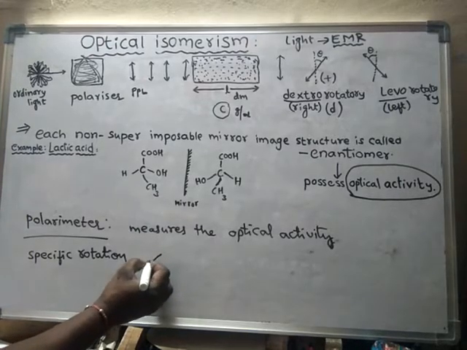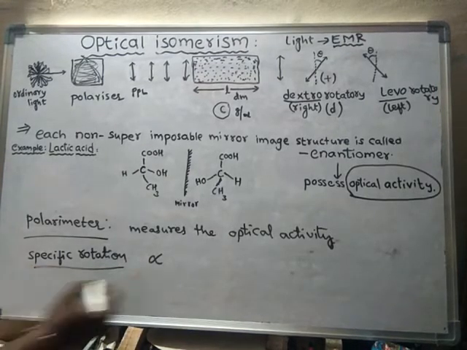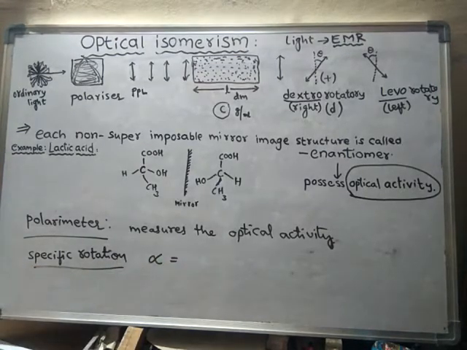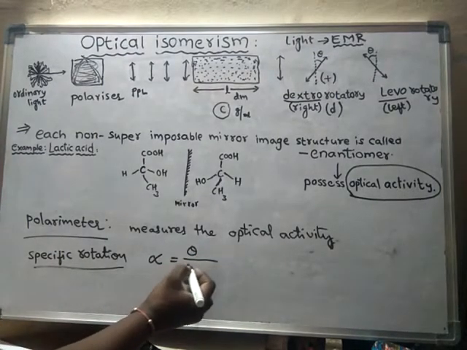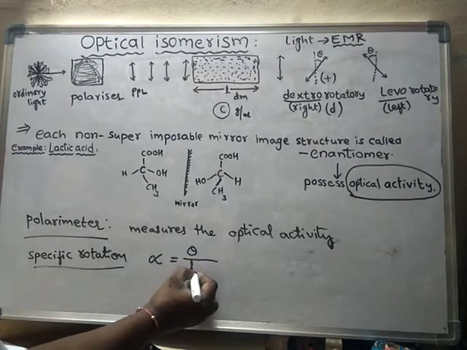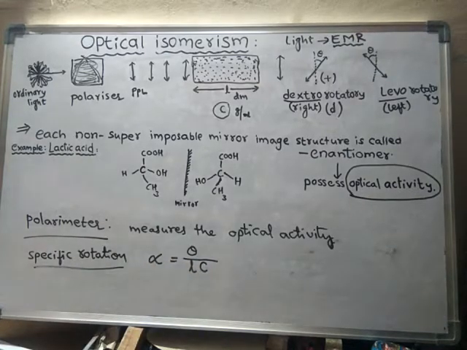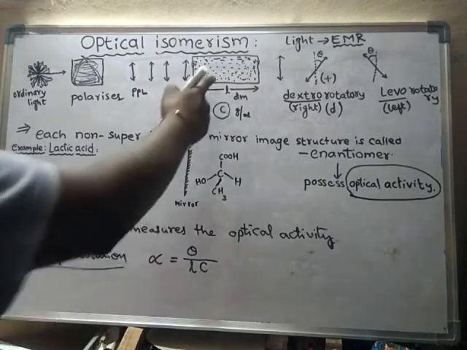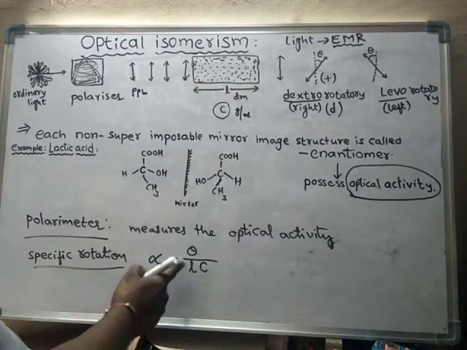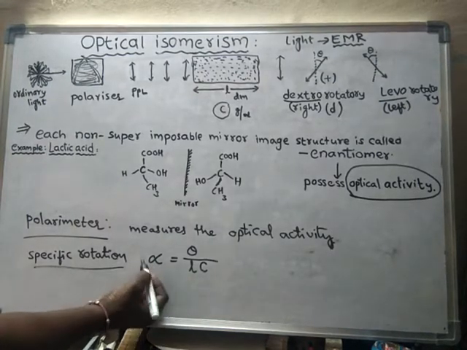Specific rotation is generally denoted with alpha. Specific rotation is equal to the angle of rotation divided by the length of the tube into the concentration of the solution. For a compound taken in solution form, we have to use this formula. So what is alpha? Alpha is nothing but the specific rotation.